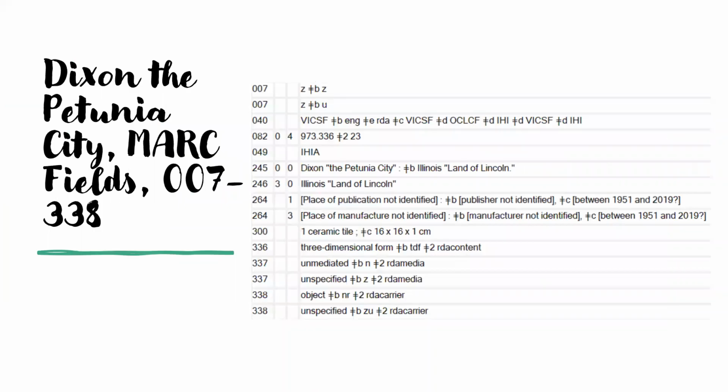All right, so here are some of the variable MARC fields 007 through 338. So there are two 007 fields, physical description fixed field for the tile and for the cork hanger. There are two 264 fields, production, publication, distribution, manufacture, and copyright notice. So the first 264 is for the publication information, and the second 264 is for the manufacturer information. There are two 337 fields, media type, and two 338 fields, carrier type, for the tile and the cork hanger.